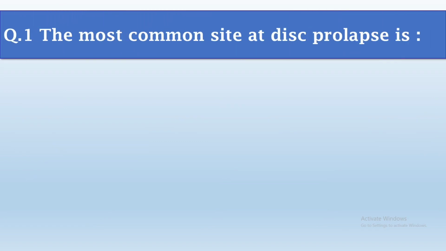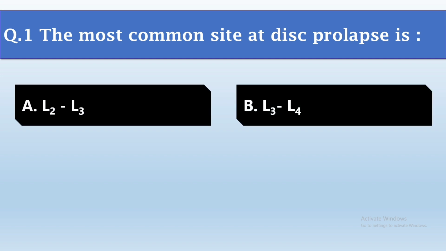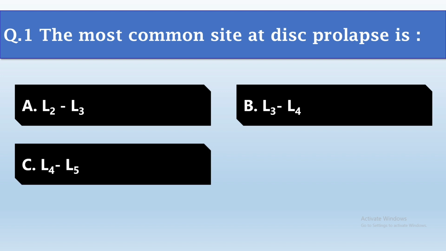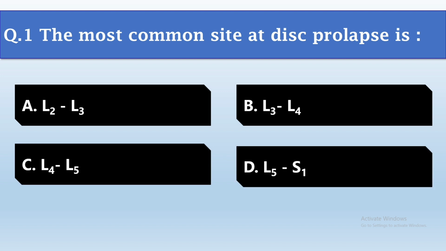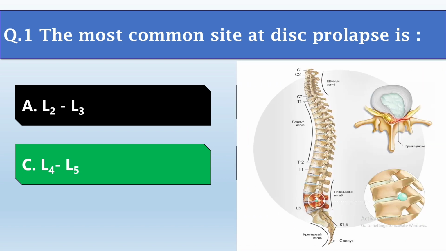Let's come to question number 1. The most commonly cited disc prolapse is: option A L2 L3, option B L3 L4, option C L4 L5, and option D L5 S1. The answer is L4 L5. The common sites of disc prolapse in the lumbar region are L4 to S1, and the most common is L4 L5. See here the L4 L5 disc bulge.